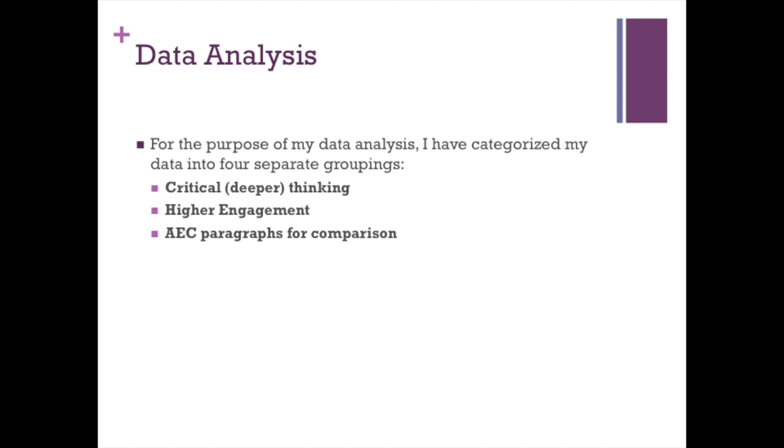So for the purpose of my data analysis, I decided to break it up into 3 different categories. 1, critical or deeper thinking. 2, higher engagement. And 3, AEC paragraphs for comparison of the data.